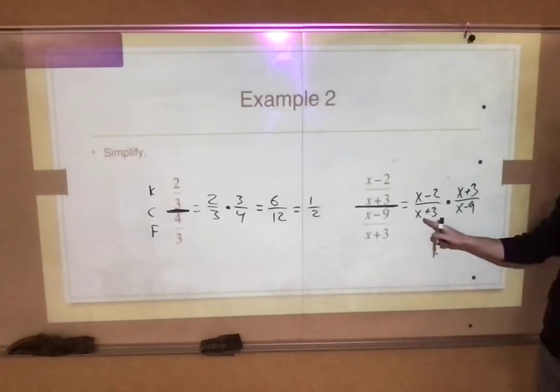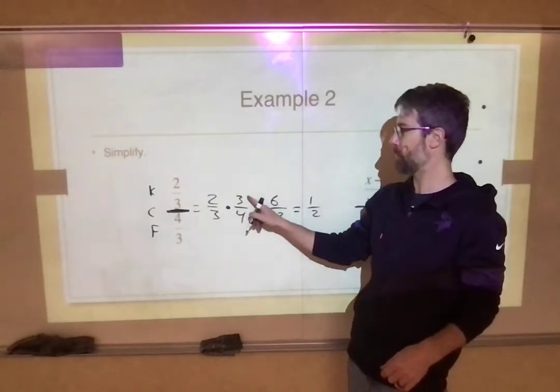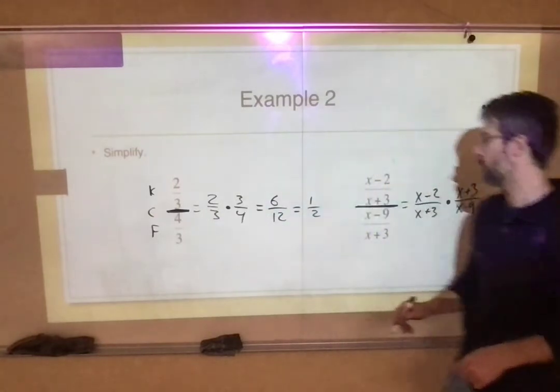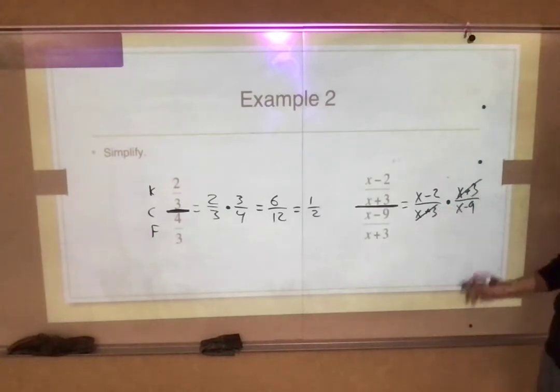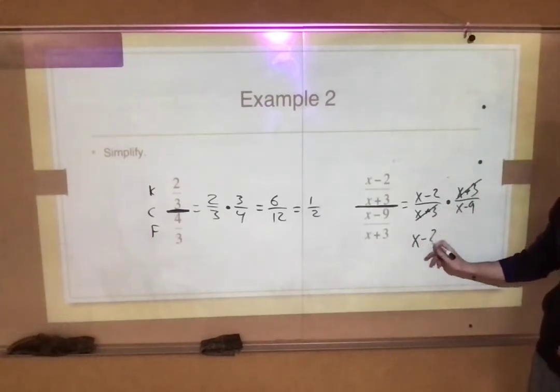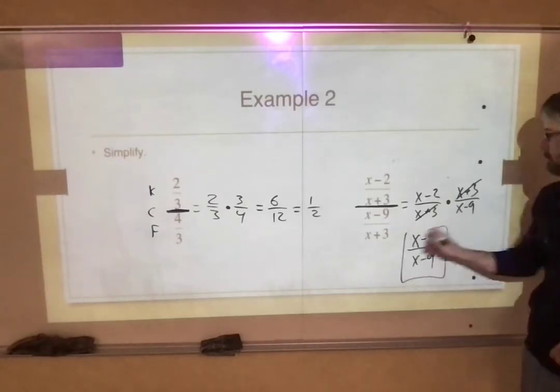Well, now I've got a matching factor on top and bottom. Kind of like this one. I could have just canceled out the 3's, and I'd be left with 2/4, which would have reduced to 1/2. Here I can get rid of the x plus 3's, and what I have left is x minus 2 over x minus 9.